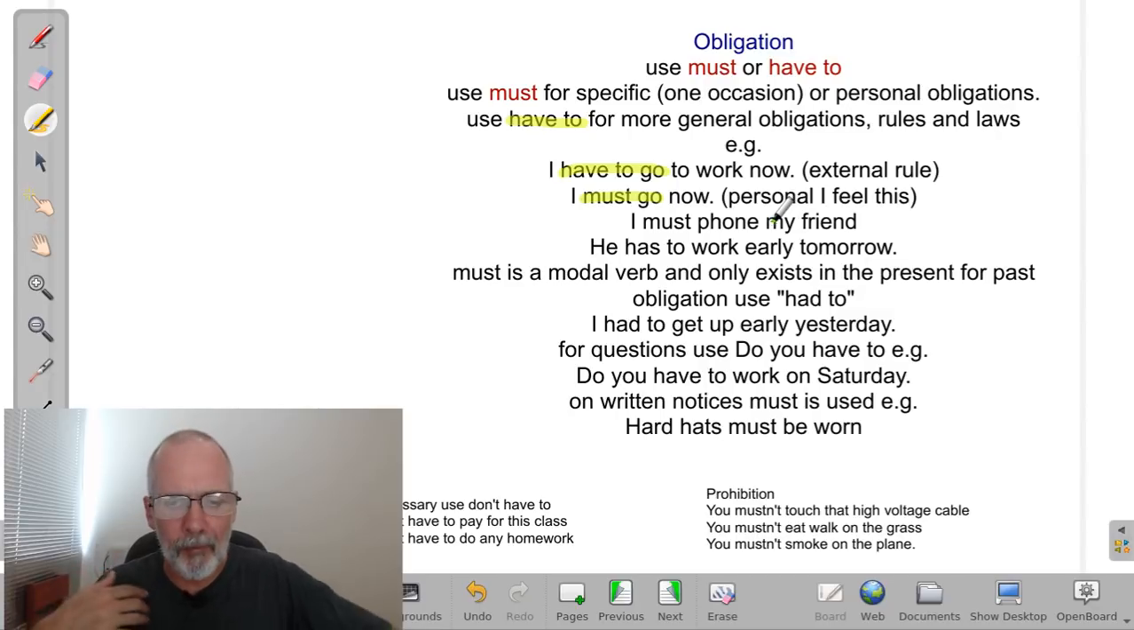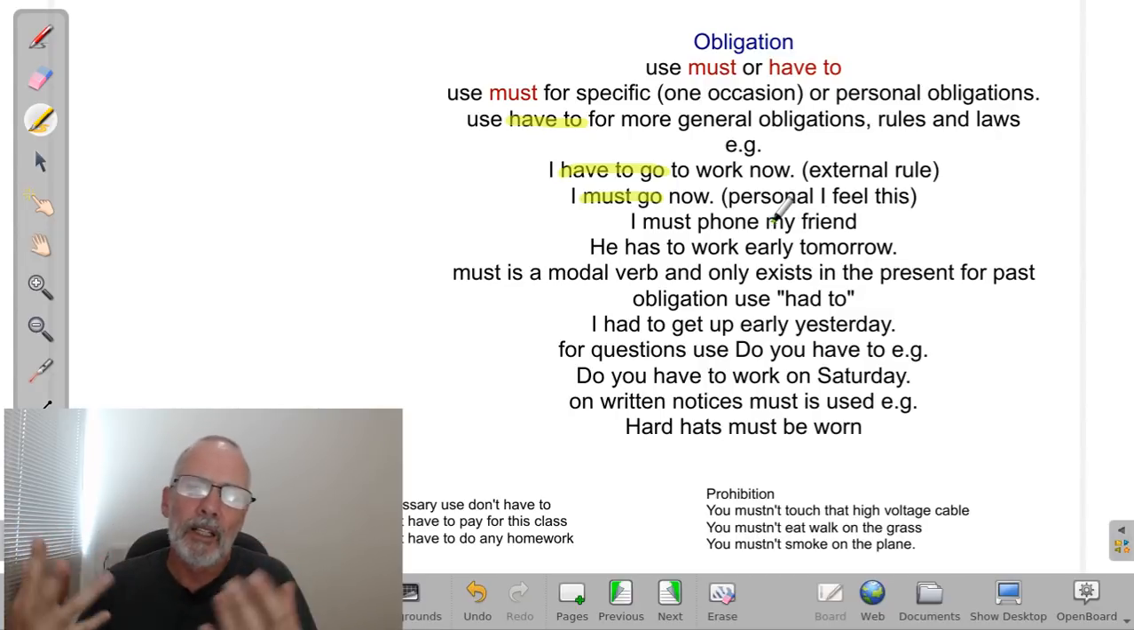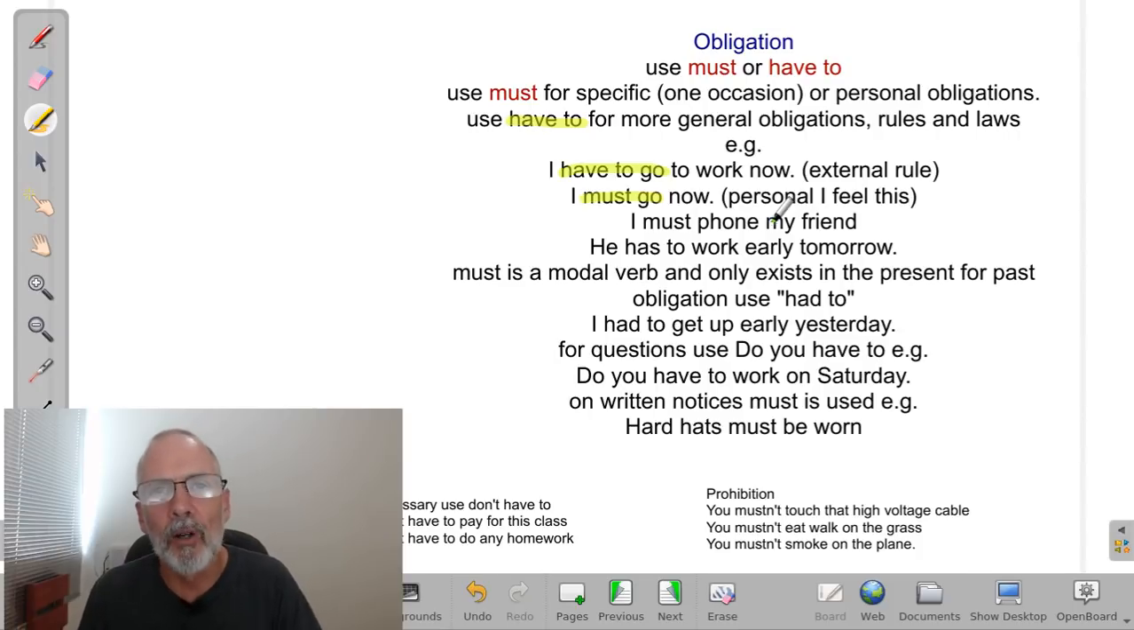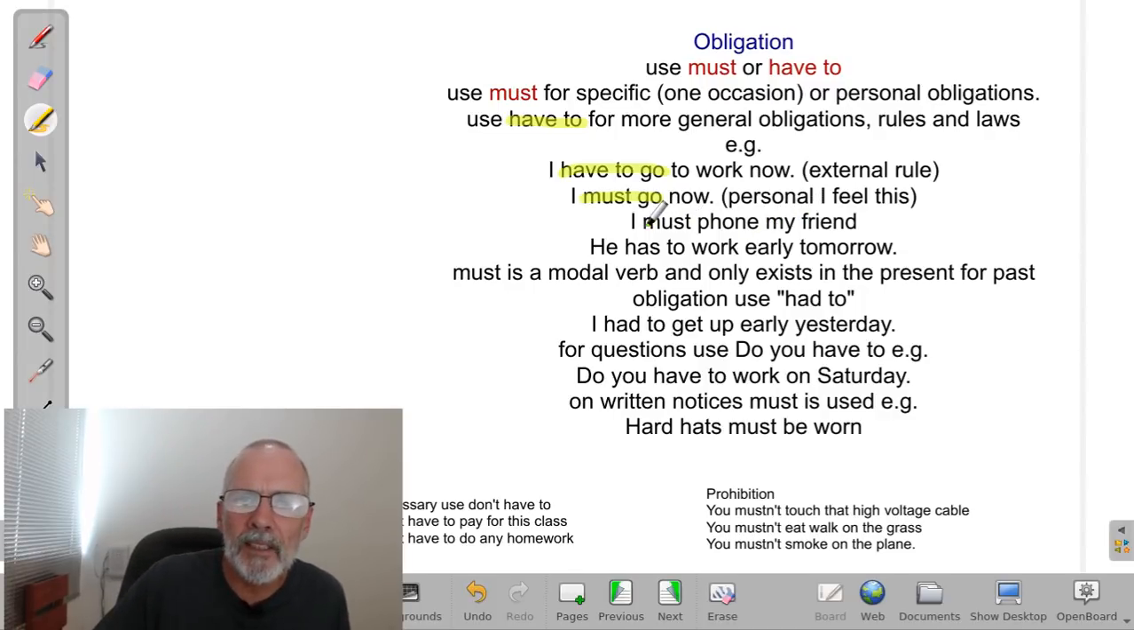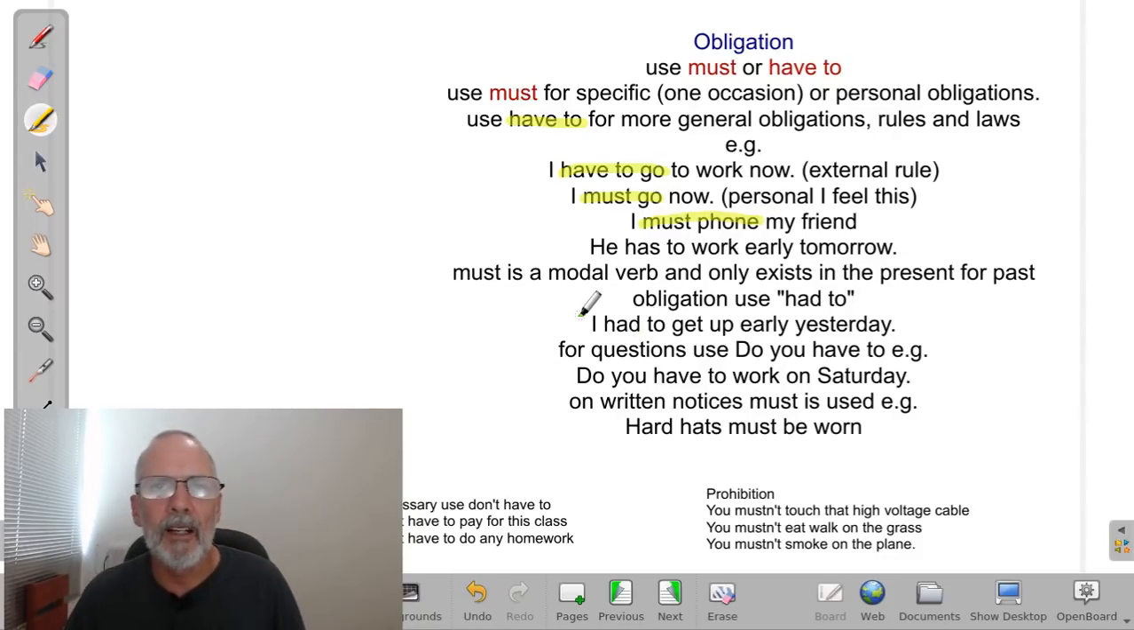Because it's something that I feel. Nothing externally is forcing me to go. There's no external obligation, but I feel the obligation that I should go. Another example with must is I must phone my friend. Again, it's something that I feel. There's no law that says I need to phone my friend, but I feel that I should because I haven't spoken to my friend for a long time.